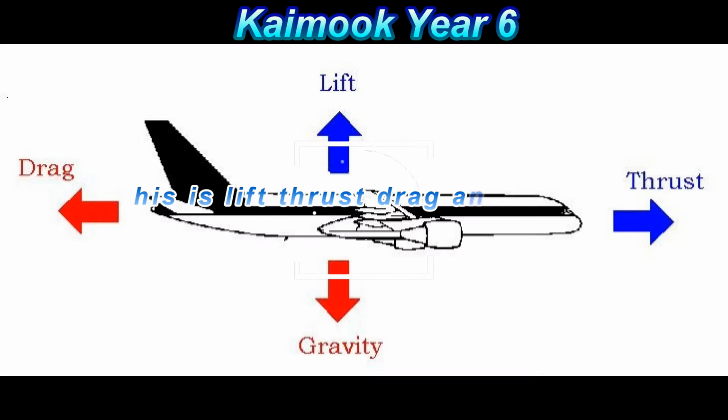And also the planes have lift, drag, thrust, and weight. Weight will make the plane go down, and the lift will make the plane go up, drag will make it go backward, and thrust will make it go forward.